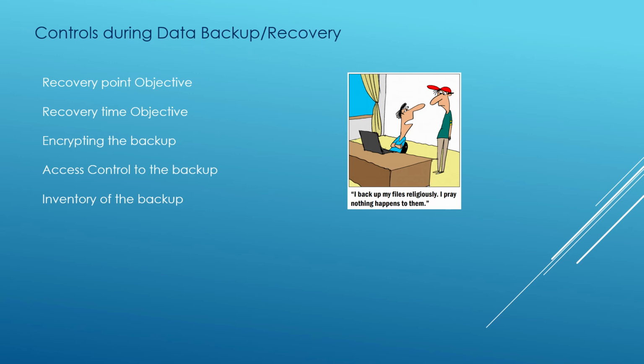The next one is access control to the backup, and the last one is inventory of the backup. If you have a large set of inventory and you don't properly mark what is what, then there is a possibility you may be restoring the wrong data, which will cause an integrity violation.